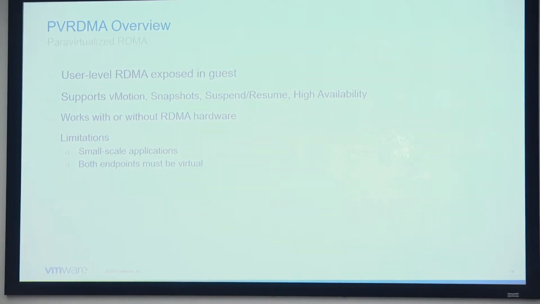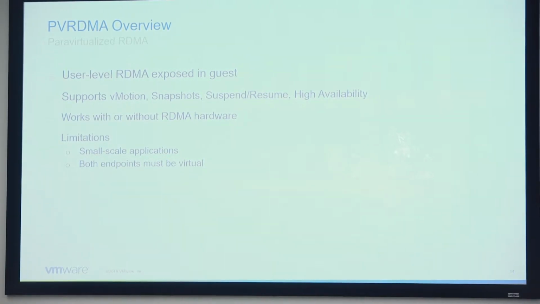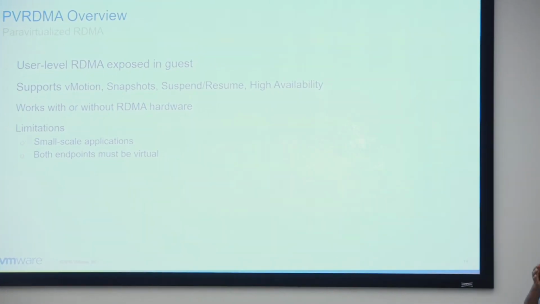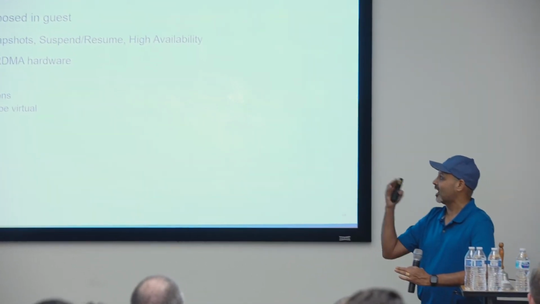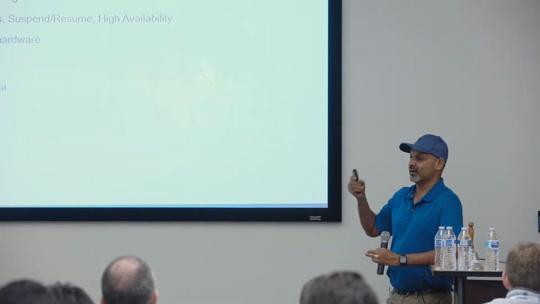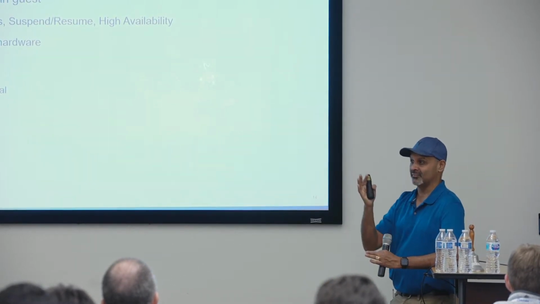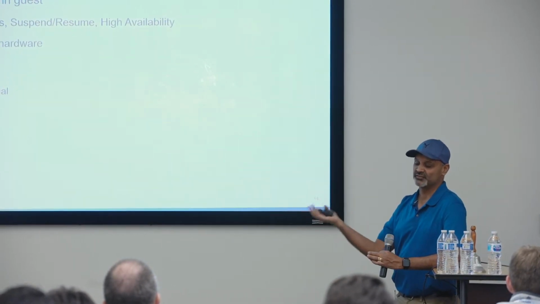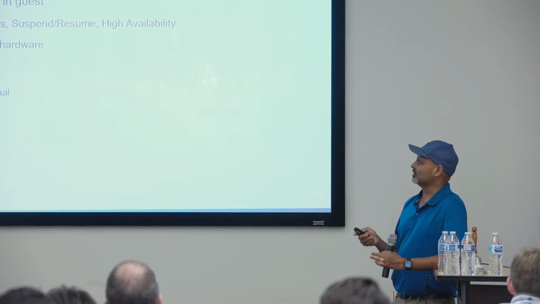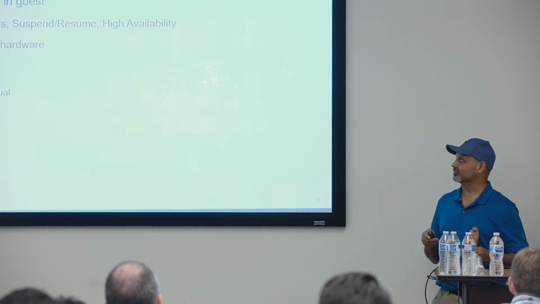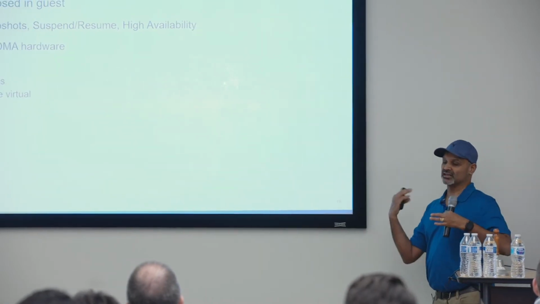So one thing that we have done from a VMware standpoint is called PVRDMA. When you do, for example, SRIOV, I mentioned that machines can move from one place to the other. That machine is physically bound to a particular physical hardware. With PVRDMA, you can have something use RDMA, and we can move the machine from one physical host to another without any downtime. So PV stands for paravirtualized.